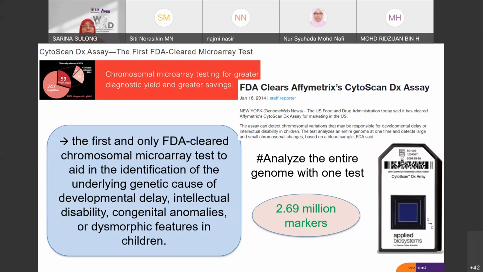Actually it has been reported that it was approved by the FDA in 2014, a year after Affymetrix filed the application to be cleared by the FDA. So this Cytoscan is a SNP-based microarray to analyze the entire genome with only one test. It has almost 2.7 million markers on this chip.